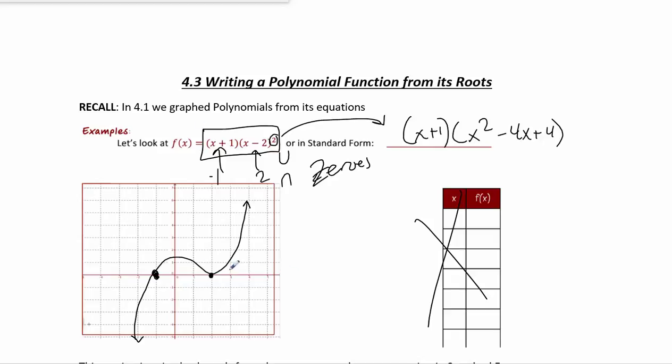Okay, we're going to be using this information here, and now we're going to go backwards. So I'm going to be given the zeros, and we're going to go backwards into writing it in standard form, that particular way. So let's get started.